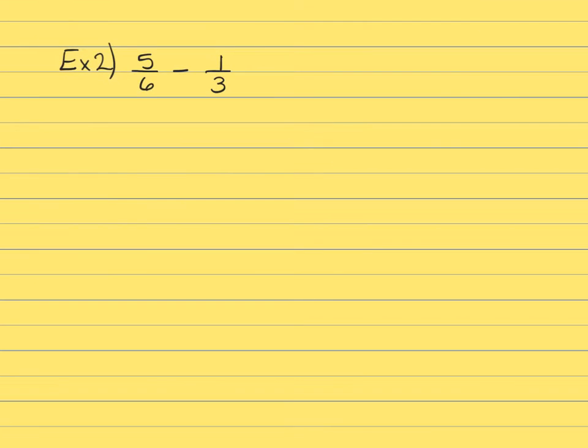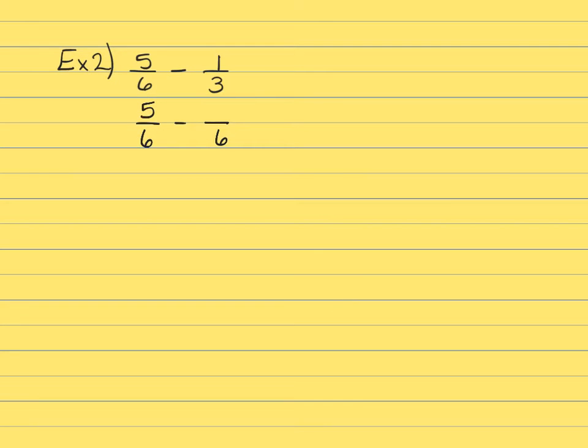Example 2, 5/6 minus 1/3. Notice that these fractions do not have the same denominator. So we're going to rewrite them with the same denominators. So we're thinking of a number that is a multiple of both 6 and 3. Well, since 6 is a multiple of 3, as in you could say 3 times a number to get 6, then we can use 6 as our denominator.